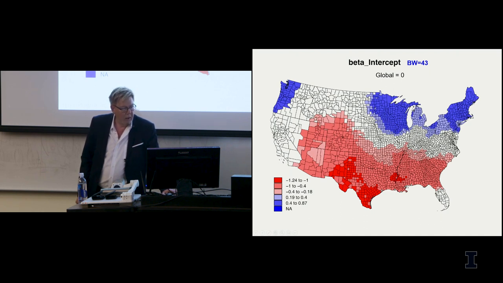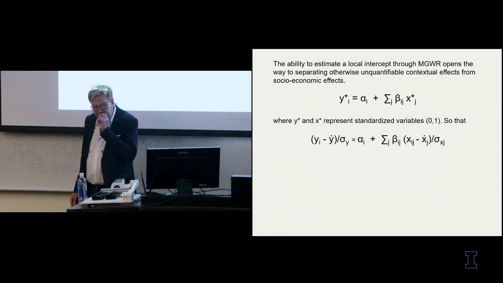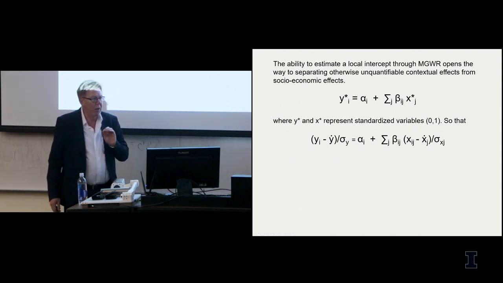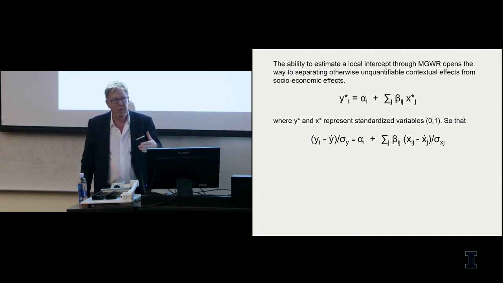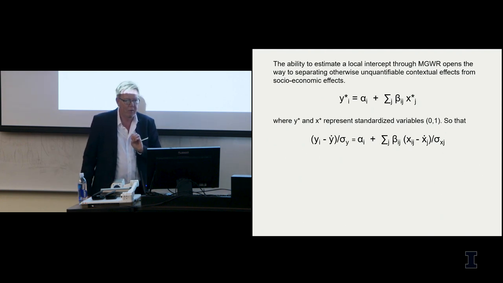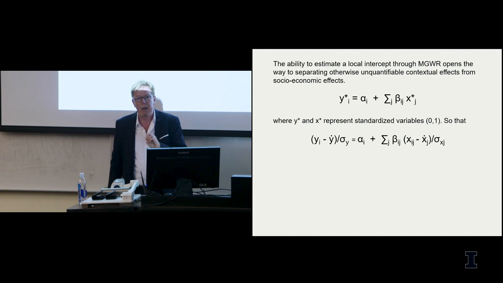Okay? And then in between, these are all the areas where people are kind of on the fence. Location isn't having a significant influence on their vote. Now, the ability to do all of this through local modeling, and particularly to estimate the local intercept, opens a way to separating the otherwise unquantifiable contextual effects from the socioeconomic effects.